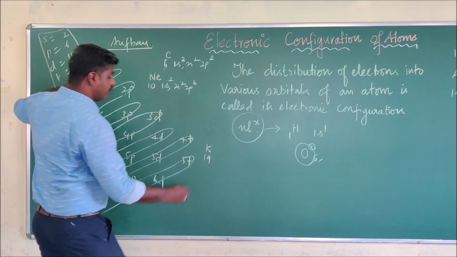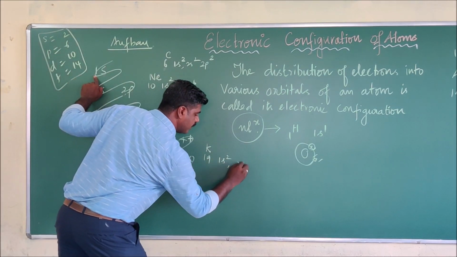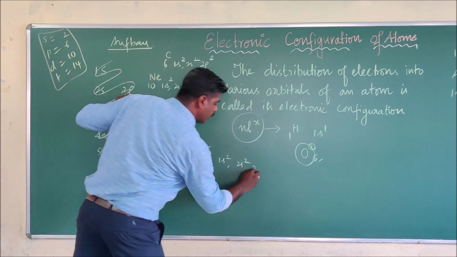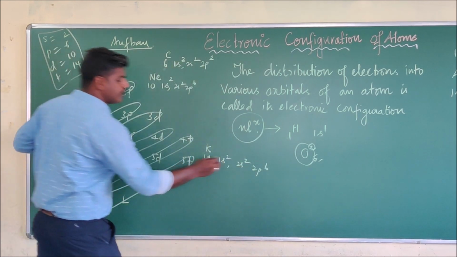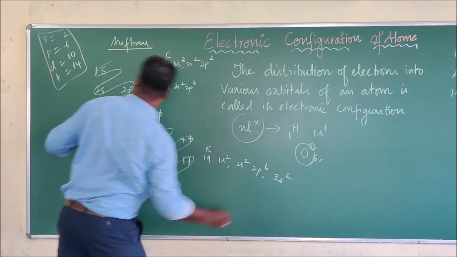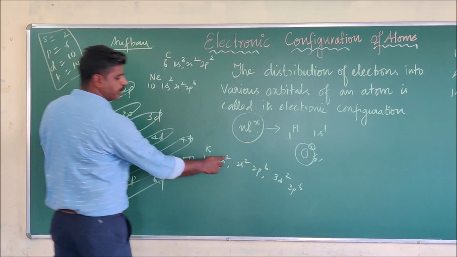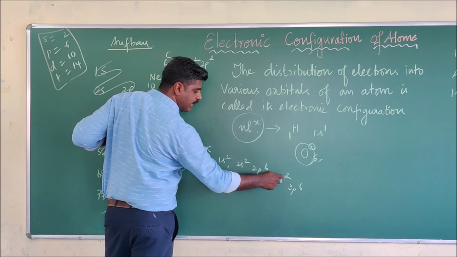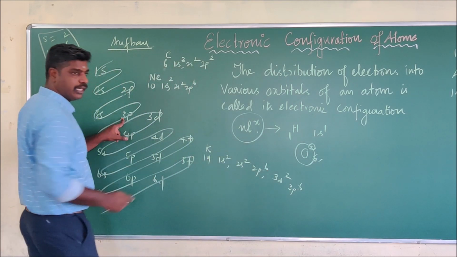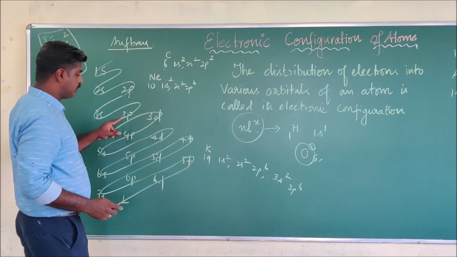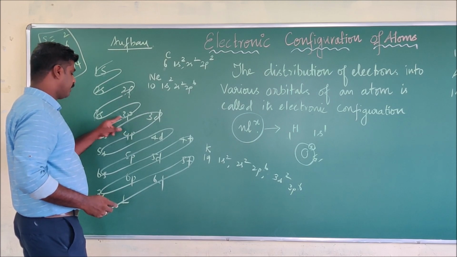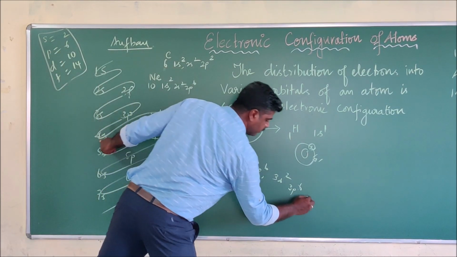Start with the Aufbau principle. 1s2, then 2s2, then 2p6, then 3s2, then 3p6. Count it: 2 plus 2 is 4, 4 plus 6 is 10, 12, 18. The remaining one more electron is there. 3p is finished. Then it comes to 4s2.